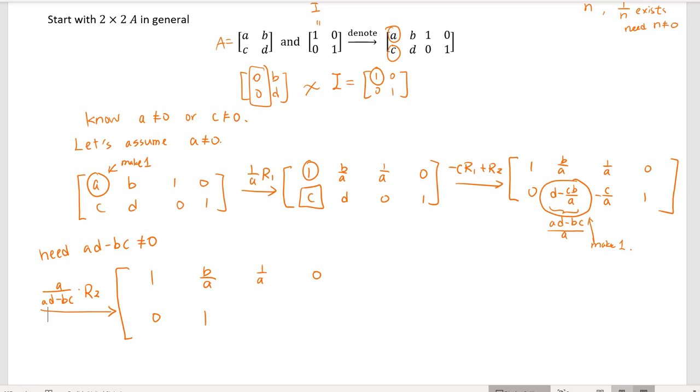Okay, and the next guy, we can see A over AD minus BC times negative C over A. You can see the A cancel. So this guy, we get minus C over AD minus BC. And next one, we have 1, so it becomes A over AD minus BC.